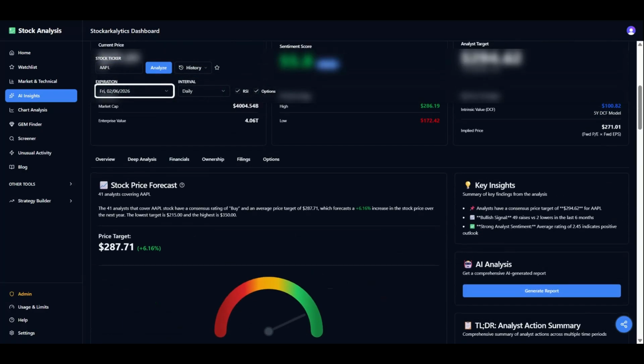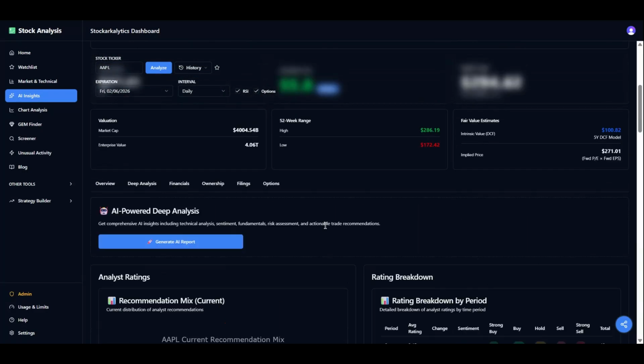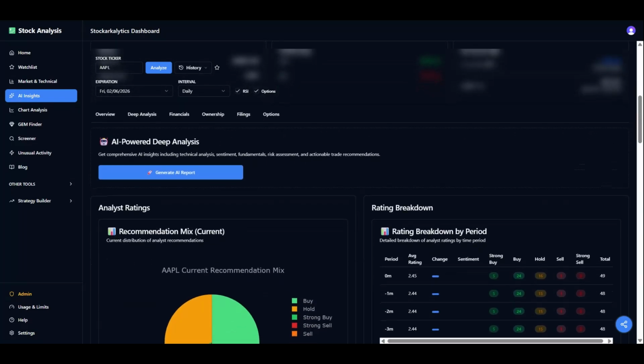Alright, so that was the overview tab. Now I'm going to scroll back up and we'll go through the next tab, which is deep analysis. This is where we break down analyst behavior, rating shifts, and price target momentum in more detail.